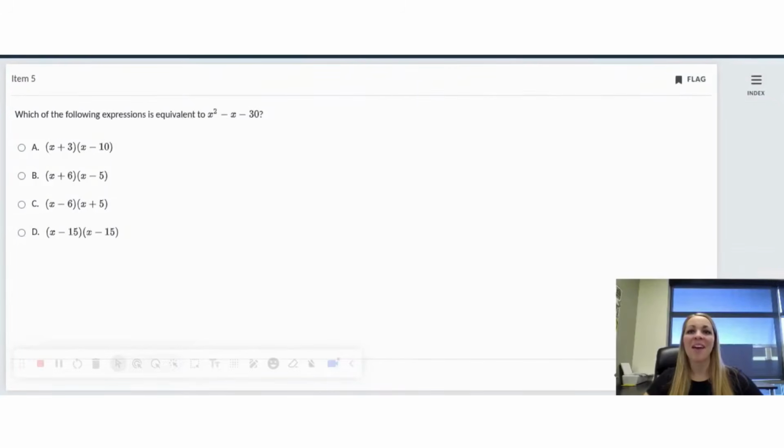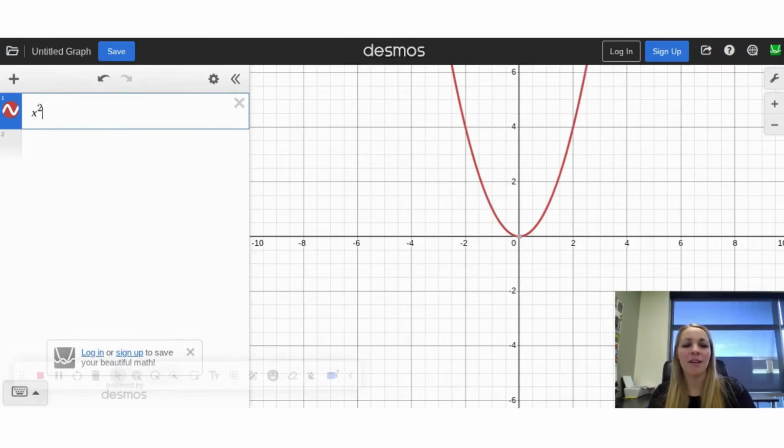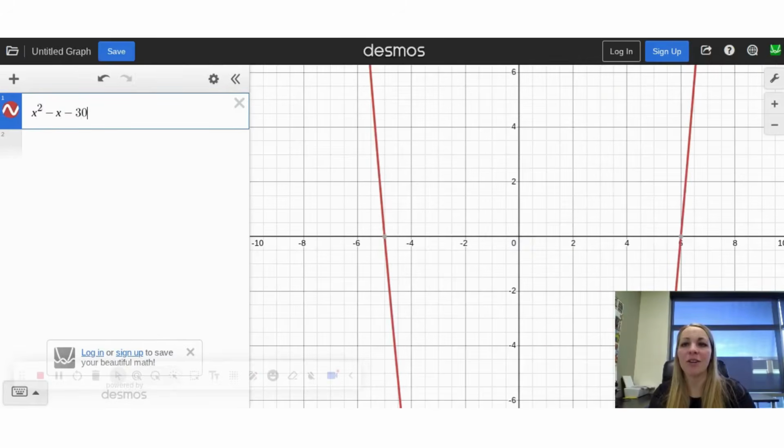Question number 5. Which of the following expressions is equivalent to x squared minus x minus 30? This is a perfect one to hack with the Desmos graphing calculator. Let's go there now. Okay, we're going to type in the expression x squared minus x minus 30.